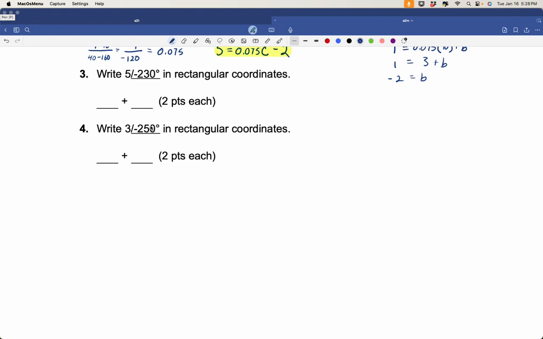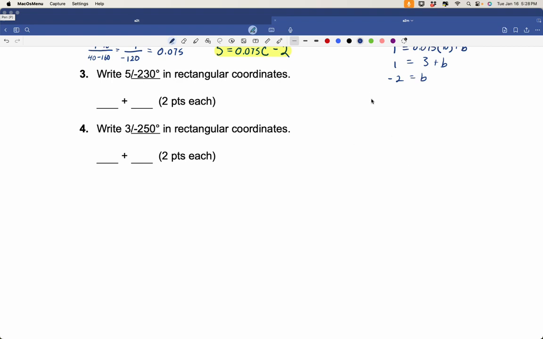So let's look at this one. We have a negative degree here. So that means we're going to measure from the x-axis in a clockwise or down and around rotation. Instead of up and around, it's going to be down and around. So clockwise from the positive x-axis. So that's going to tell us where it lives in regards to the Cartesian coordinate system.